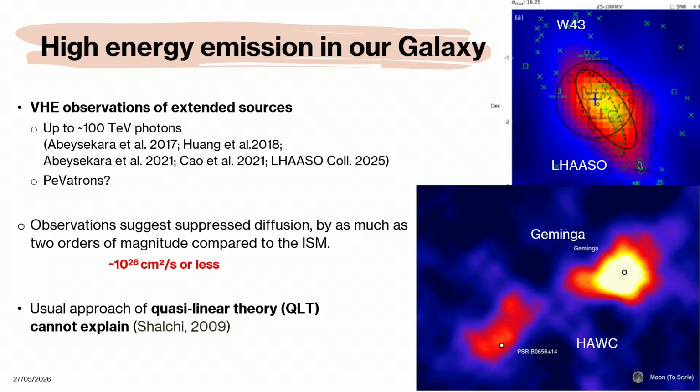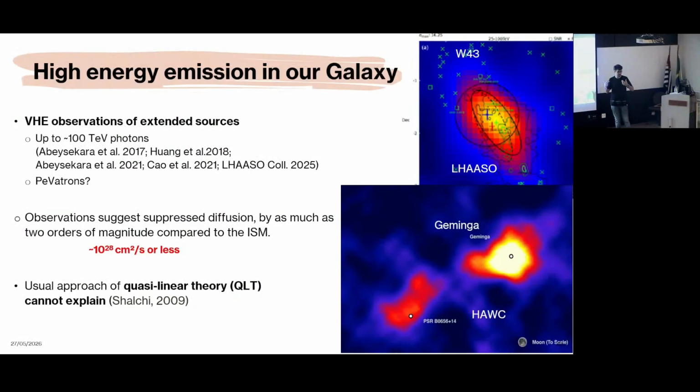This is the moon, so this is proportional to the sky. You can see this is massive, but we do not quite understand it. And these observations are part of a search for what we call PeVatrons.